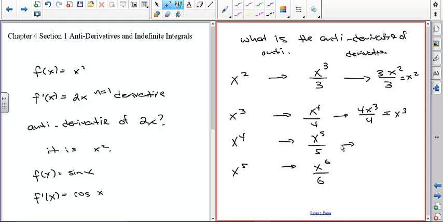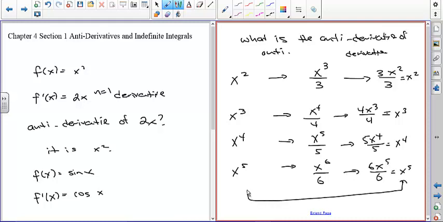And this one is 5x to the fifth divided by 5, which is x, pardon me, I went the wrong direction. Let's try it again. It's going to be 5x to the fourth divided by 5, which is x to the fourth. And going this way, you get 6x to the fifth divided by 6, which you get x to the fifth. And you can see that these are the same.